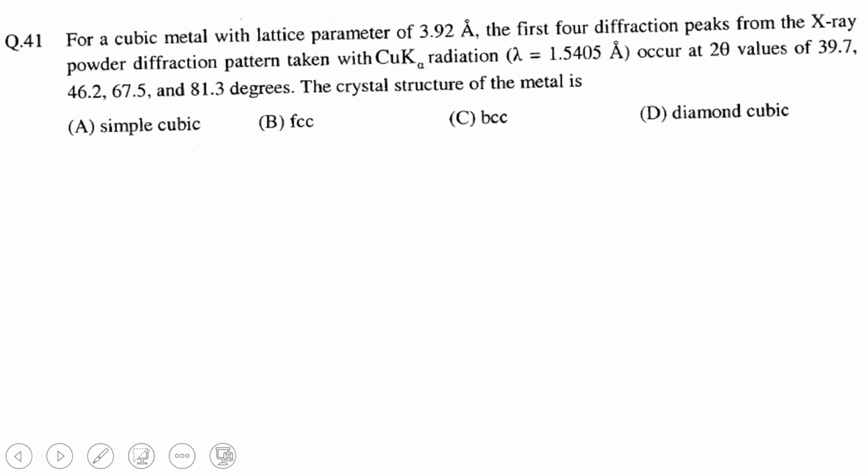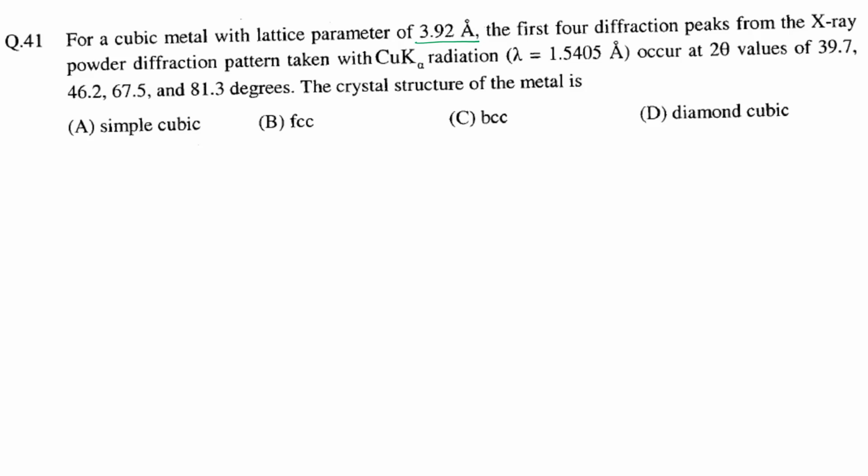Let us move. For a cubic metal with lattice parameter of 3.92 angstrom, the first 4 diffraction peaks from the X-ray powder diffraction patterns taken with copper K alpha radiation, lambda equal to 1.5405 angstrom, occur at 2 theta values of 39.7, 46.2, 67.5, 81.3. The crystal structure of this metal is?